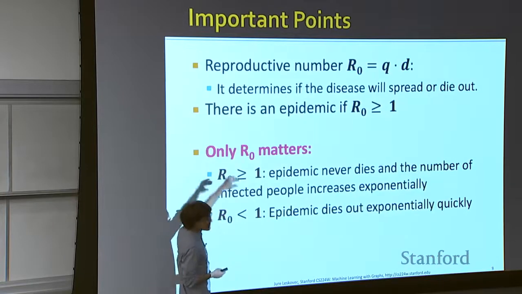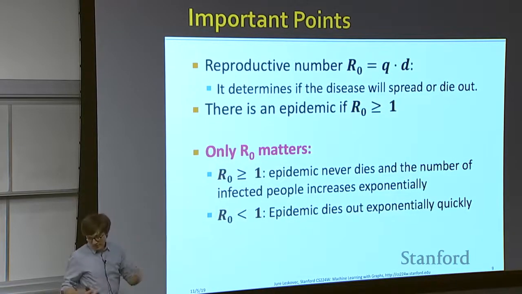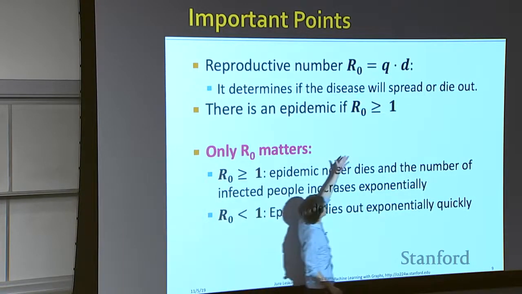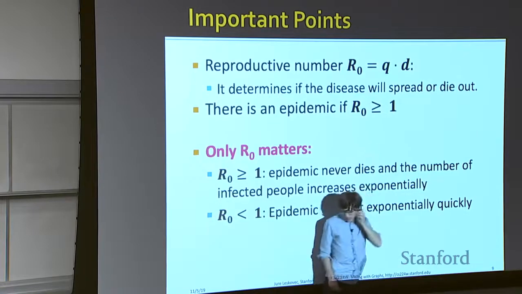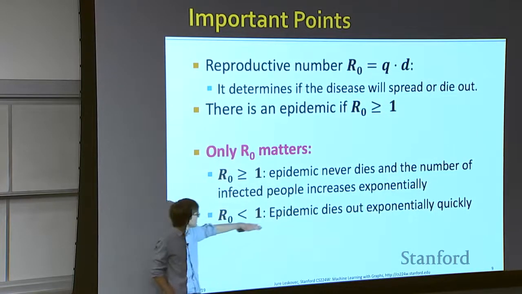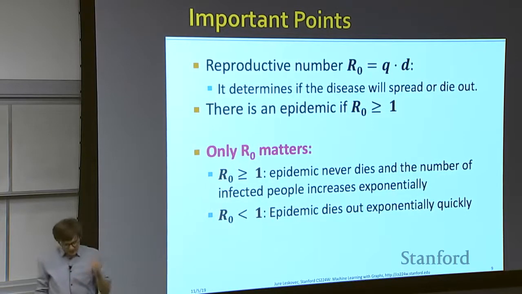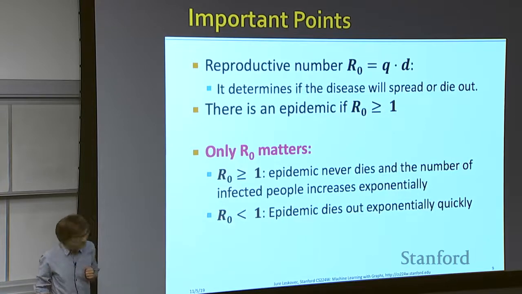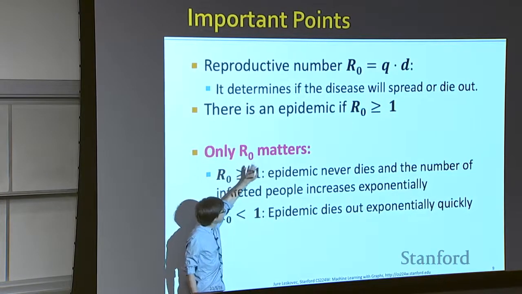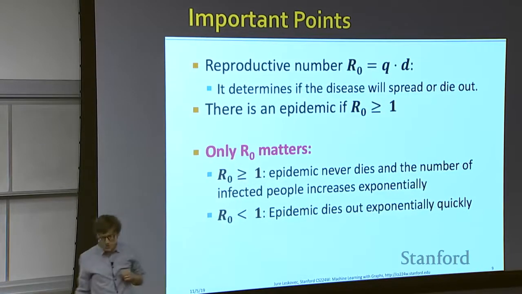What we derived is this concept of a reproductive number, which basically will determine whether a given disease will spread or die out. The disease will keep spreading if the reproductive number of the disease is greater than or equal to 1, and the disease will die out if R0 is less than 1. And this is really what people in epidemiology care about, this one single number which is called R0.